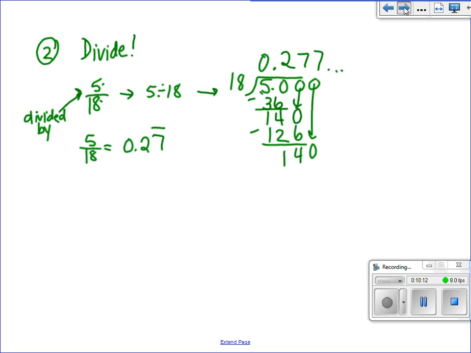All right. So that's how we change a fraction to a decimal. If it doesn't go to a power of 10 easily, we just divide. All right. Now, for something new and interesting for us.